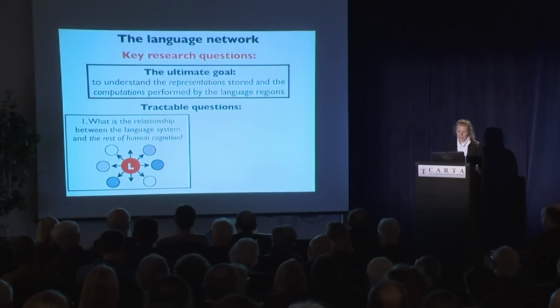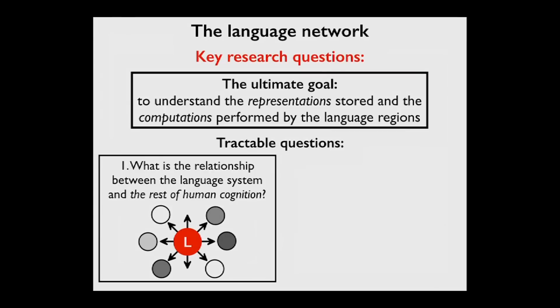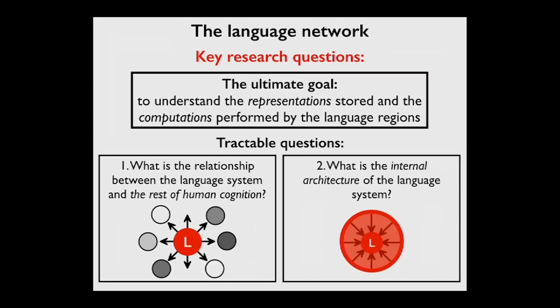And that means that we just can't study language as an isolated system, and a lot of my research effort is aimed at trying to figure out how language fits with the rest of our mind and brain. And the second question delves inside the language system, asking what its internal architecture looks like? And it encompasses questions like what are the component parts of the language system and what is the division of labor among them in space and time? And of course, both of these questions ultimately should constrain the space of possibilities for how language actually works.